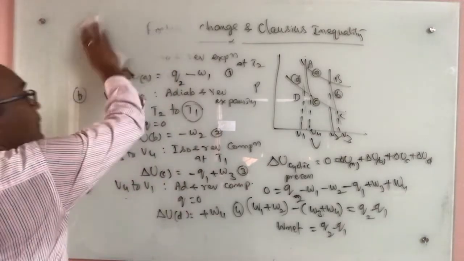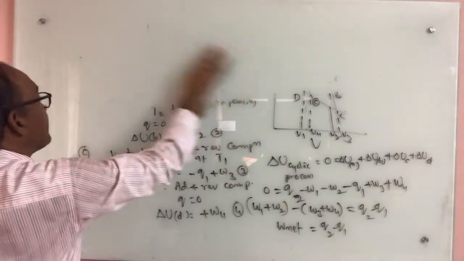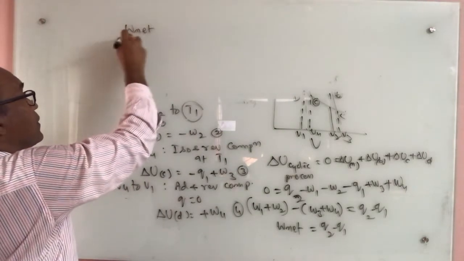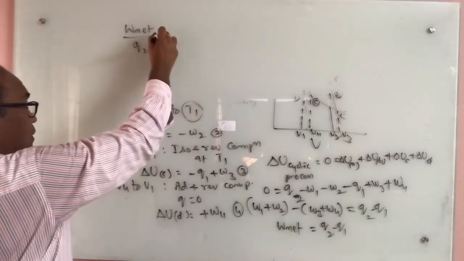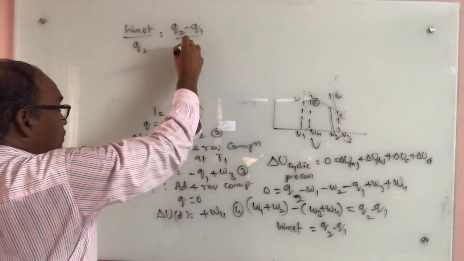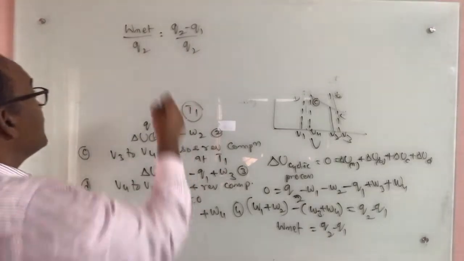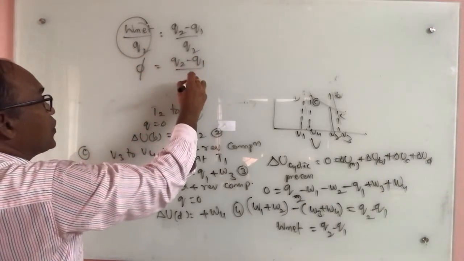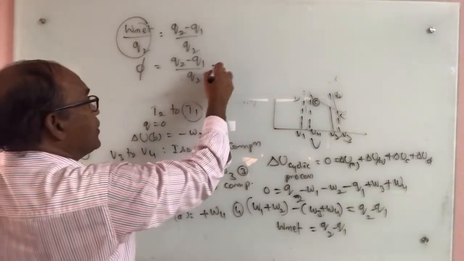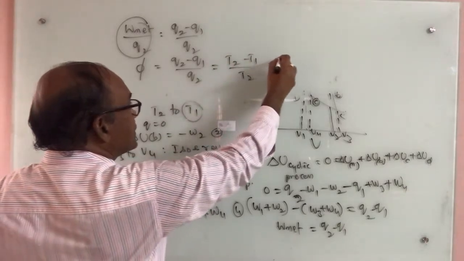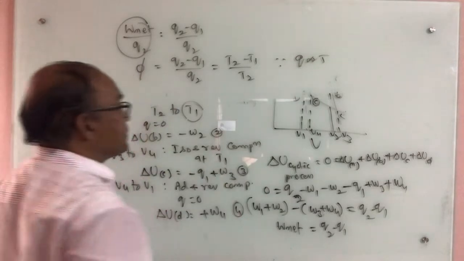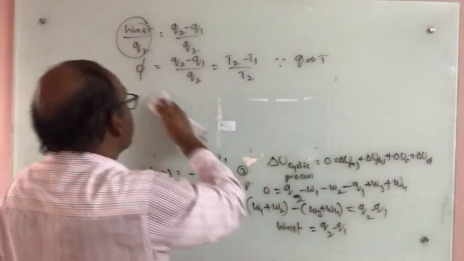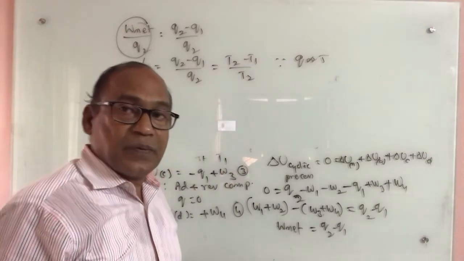Okay, I'll write here: W net divided by Q2, that is Q2 minus Q1 divided by Q2. Both sides you divide by Q2. As I defined just now, this is the efficiency. And this we can write as T2 minus T1 by T2, since Q is directly proportional to the temperature. If source temperature and sink temperature are both known, we can calculate the efficiency of the machine, and no machine can have 100% efficiency.